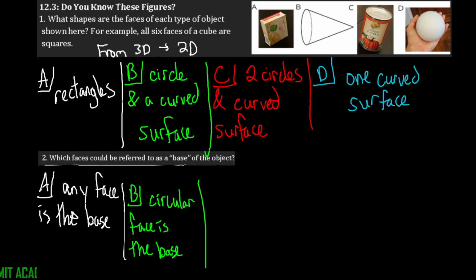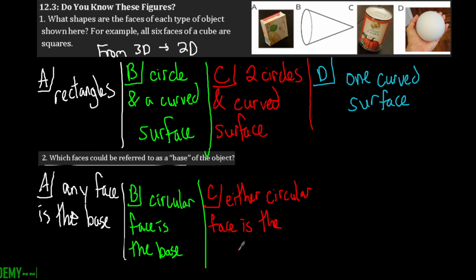Then for the cylinder, part C, either of the circular faces is the base, because you can stand that can on either side. It could be upside down, but it still stands there all by itself.